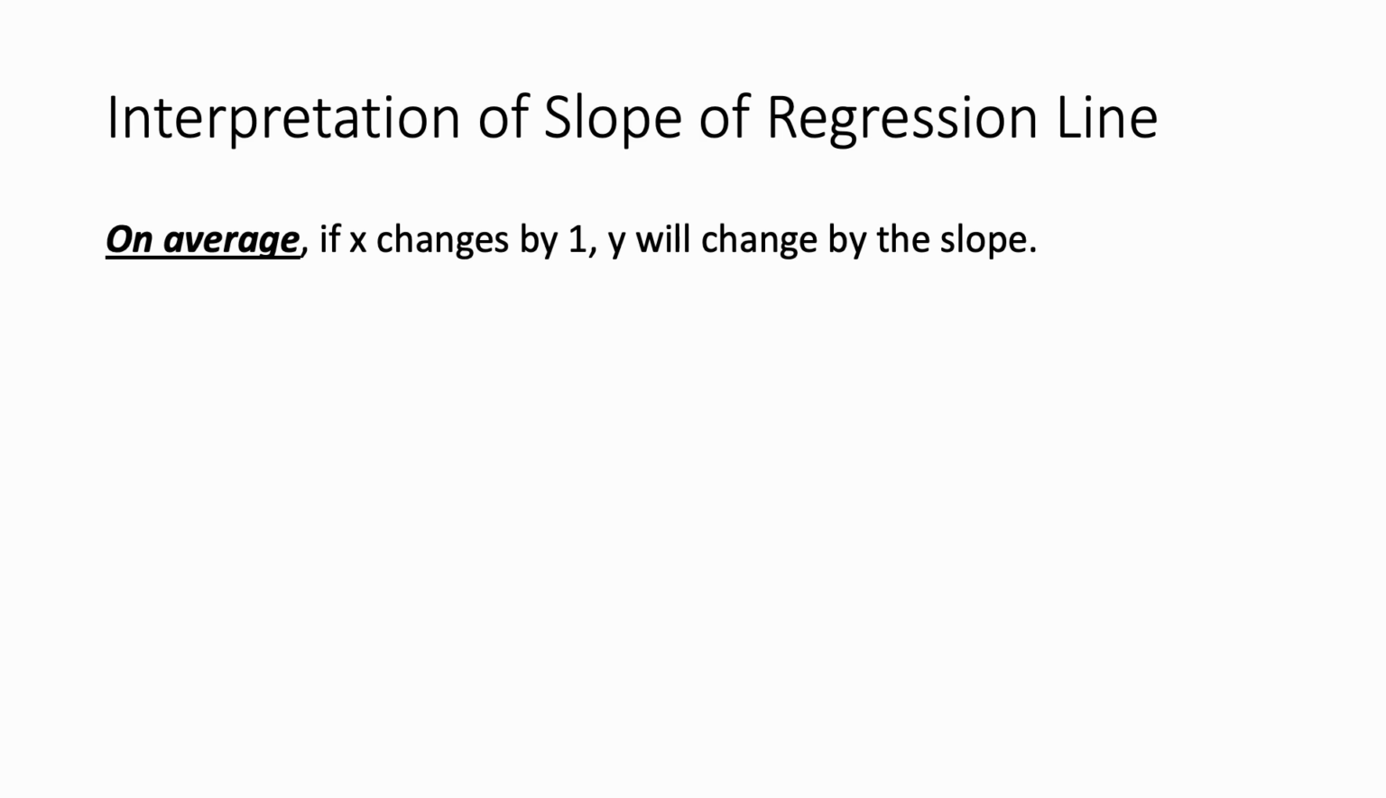Interpreting the slope of the regression line is pretty easy. It's just like the slope of a regular line. It means that if x changes by 1, then on average, y will change by whatever the value of the slope is, whether that's positive or negative.